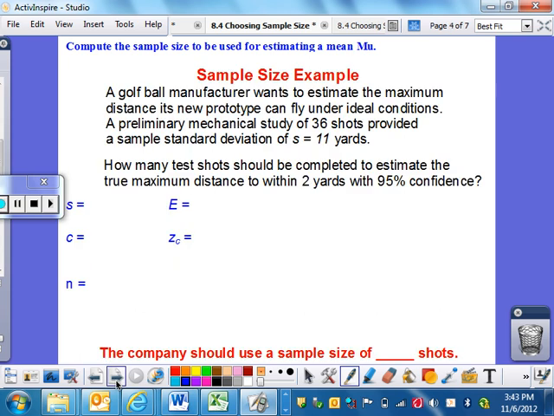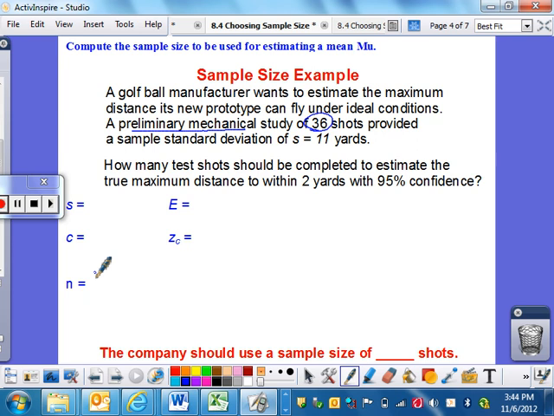So here is one example. This is the example that you will use on most problems as long as there are no proportions or probabilities involved. A golf ball manufacturer wants to estimate the maximum distance this new golf ball is flying. So we're going to prototype this golf ball, and before they put it out to market for golfers to buy, they need to see how it goes. Some preliminary study was 36 shots. That's how many shots you did, but that's just a preliminary study. That's not the n. Big difference there.